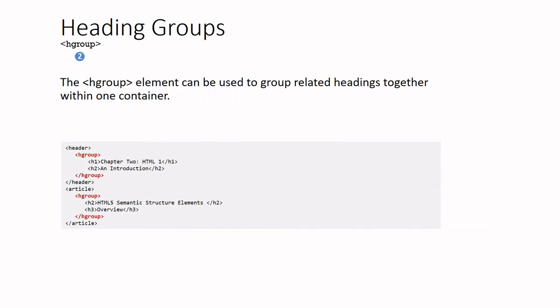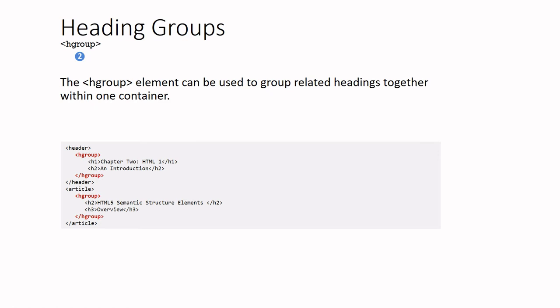Another thing is there, hgroup. So hgroup elements can be used to group related headings together within one container. Suppose you are writing two headings and those headings are related to each other. Take an example here again: Chapter 2, HTML5, and then you are writing the introduction. So both should be a little bit bold. That comes under the hgroup, and you can write that inside the header.